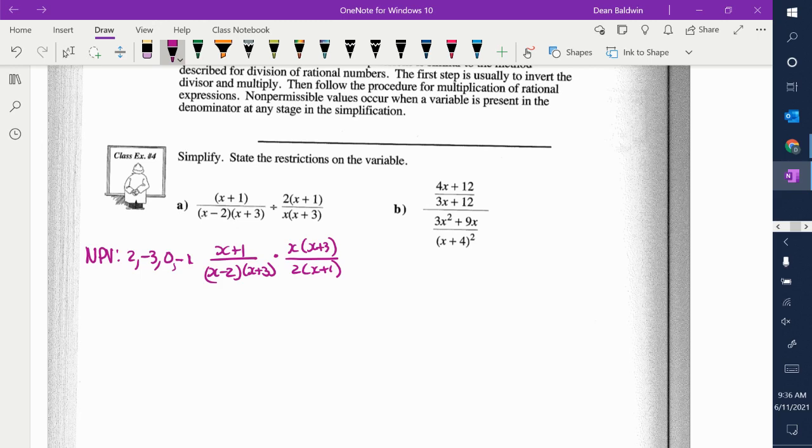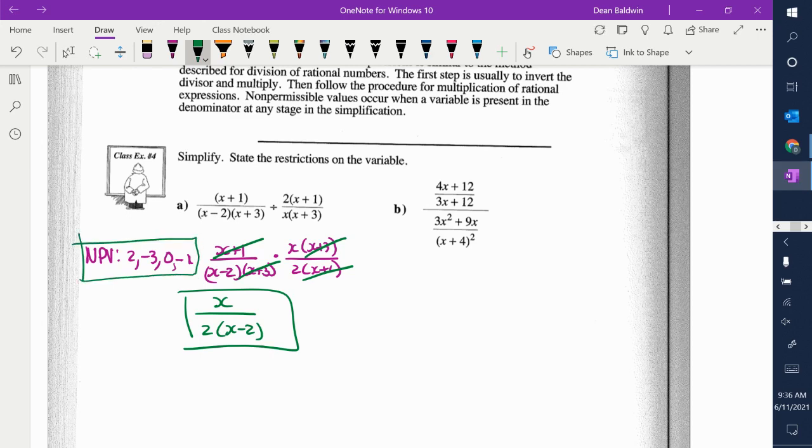All right. So now what do I do? I've got all my NPVs. I've flipped it. It's already factored. Cancel everything. So x plus 1 is gone. X plus 3 is gone. That's it. So it's x over 2 times x minus 2. Keep all your NPVs. Boom. Okay.